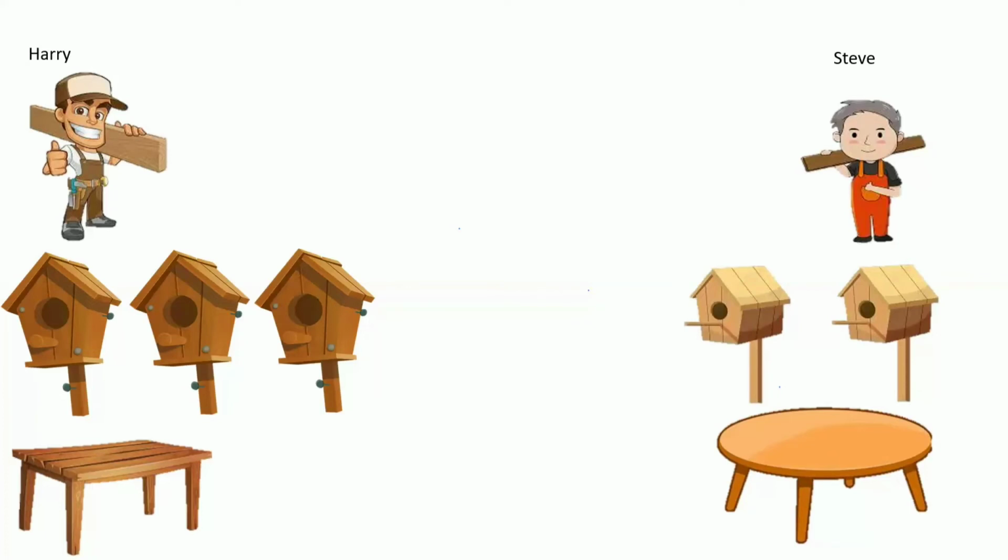It looks like Steve's opportunity cost for making 1 table, 2 bird houses, is lower than Harry's opportunity cost for making 1 table, 3 bird houses. Therefore, it makes more sense for Steve to make tables. If Harry focuses on bird houses and Steve makes tables, they will end up making 3 bird houses and a table at the end of the day, as opposed to 2 bird houses and 1 table if they were to swap. Okay, so let's look at the example between countries.